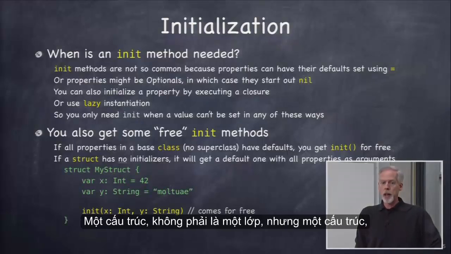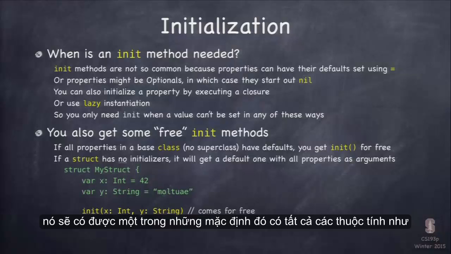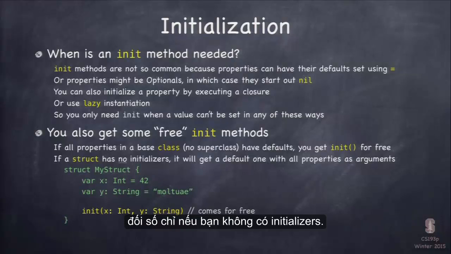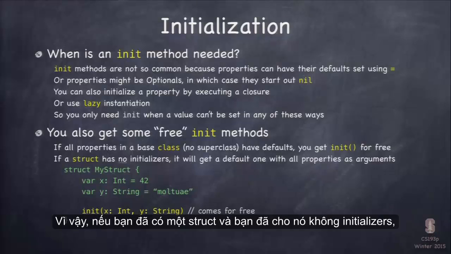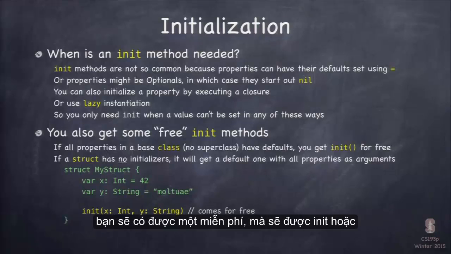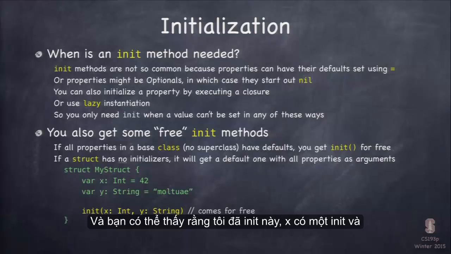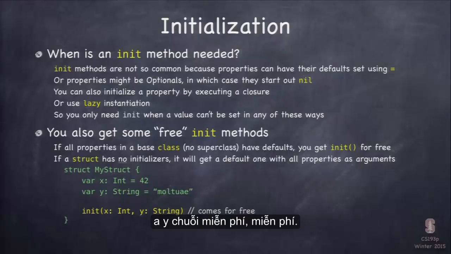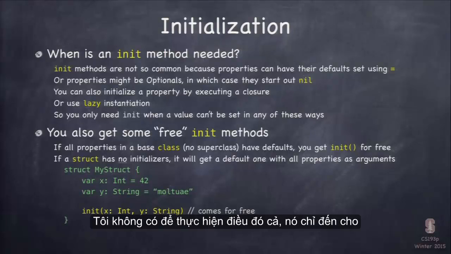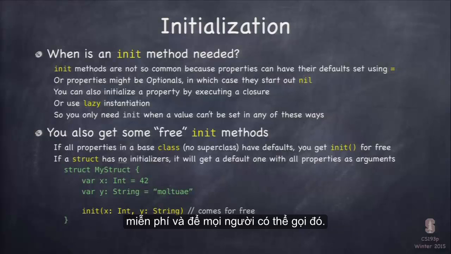A struct, not a class, but a struct, will get a default one that has all the properties as arguments only if you have no initializers. So if you had a struct and you gave it no initializers, you would get one for free, which would be init, where all the arguments match all of the vars you have, all the vars and lets. So like here I got a struct. It has two properties there, x and y, and you can see that I got this init x takes an int and y a string for free. I didn't have to implement that at all. It just came for free. And so people can call that. They can initialize my struct by saying my struct, open parentheses, and provide the x and the y.